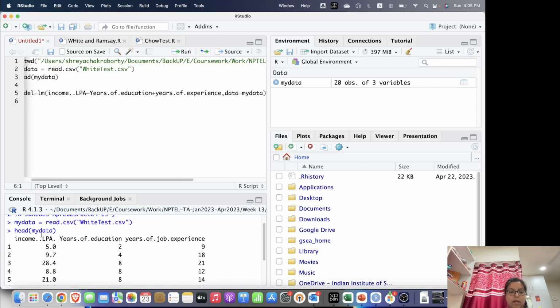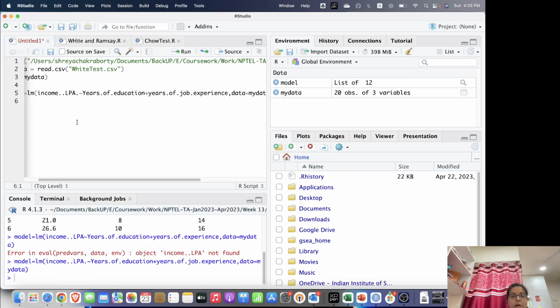There's some problem they are saying. Okay, so LPA 1. Years of job. And also I have to put an LPA over here, it seems. Okay, so now my model is ready.